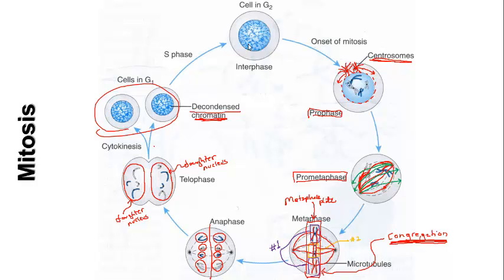All right, and I'm sorry, I referred to this as the initial cell that we started with at the beginning of the slide. Rather, this was the initial cell that we began with at the slide. Either one of these cells, and actually both of these cells, will then enter S phase when the time is right, and then they will go into G2 phase, and then the onset of mitosis will continue, and the whole process will continue on and on and on. All right.